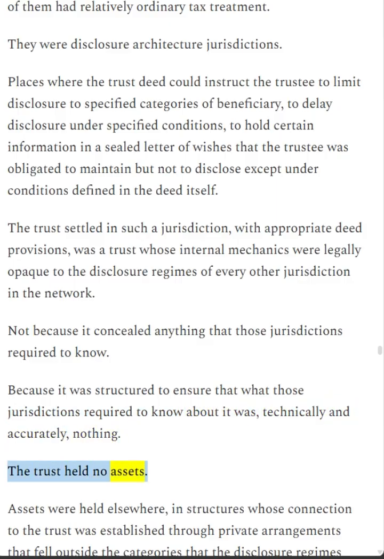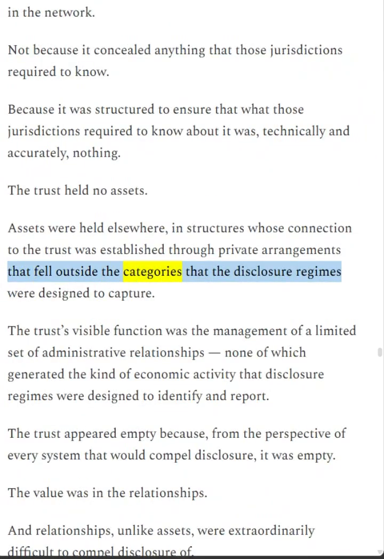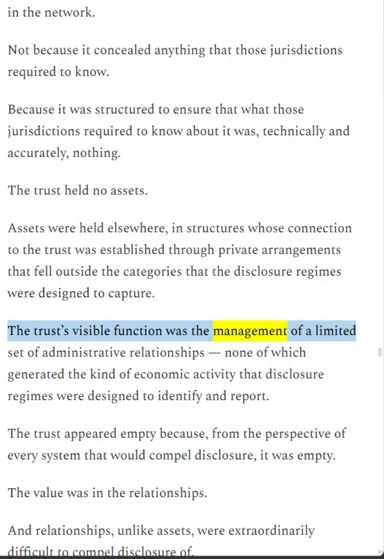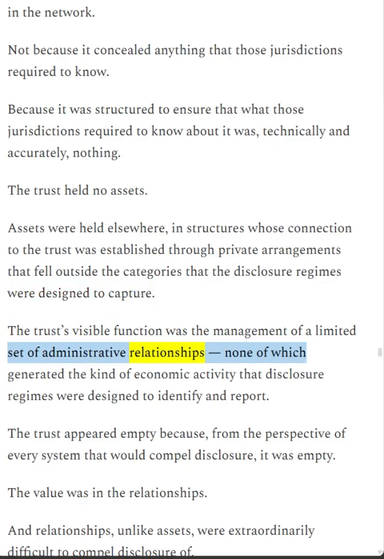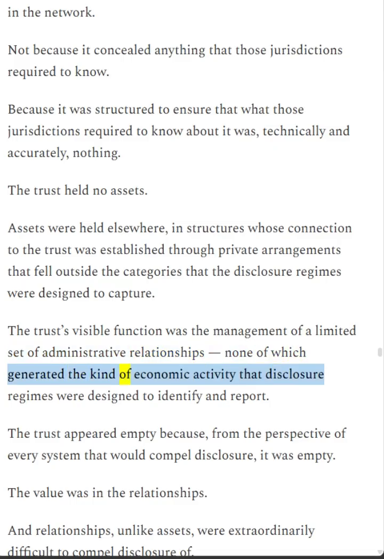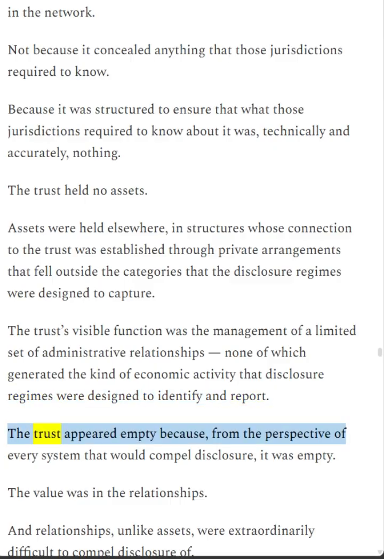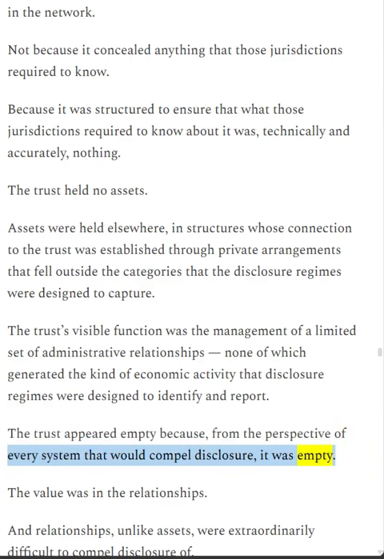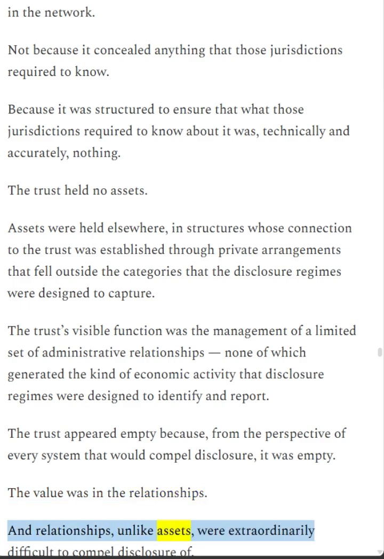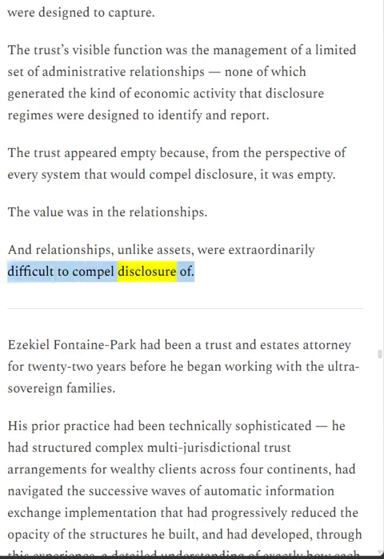The trust held no assets. Assets were held elsewhere, in structures whose connection to the trust was established through private arrangements that fell outside the categories that the disclosure regimes were designed to capture. The trust's visible function was the management of a limited set of administrative relationships, none of which generated the kind of economic activity that disclosure regimes were designed to identify and report. The trust appeared empty because, from the perspective of every system that would compel disclosure, it was empty. The value was in the relationships. And relationships, unlike assets, were extraordinarily difficult to compel disclosure of.